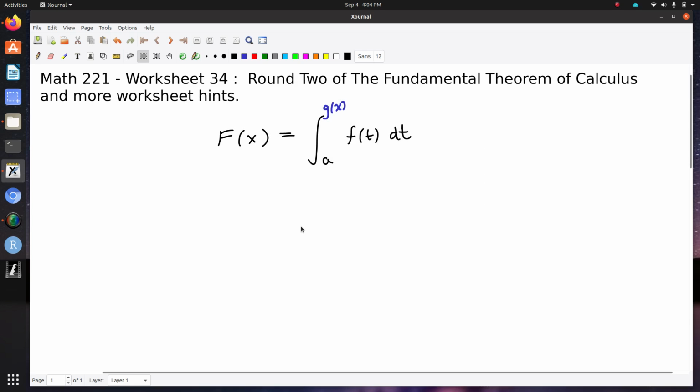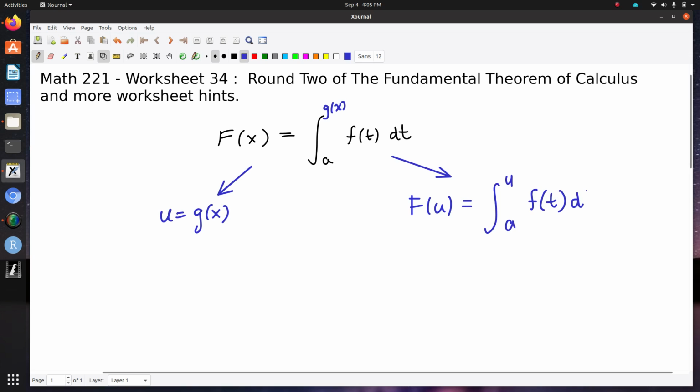Okay, so here's what I want to do. I actually want to find dF/dx, but I'm going to split this into two different thought experiments. I'm going to say u is a new variable that's going to represent g of x, and actually I'm going to think of this in terms of F of u like this. So I just replaced g of x with u, but I know that means I've got to put a u in here, and I'll deal with the other situation later.